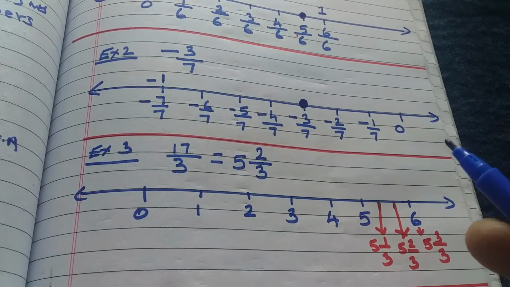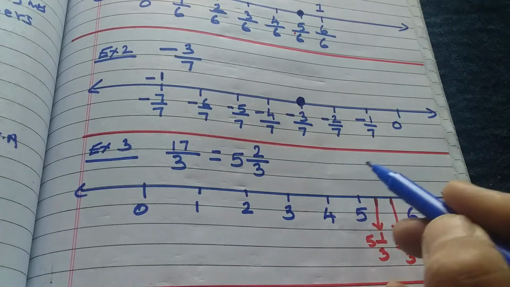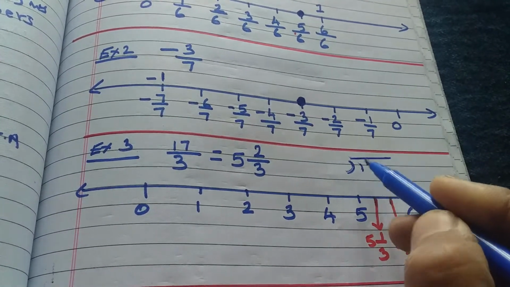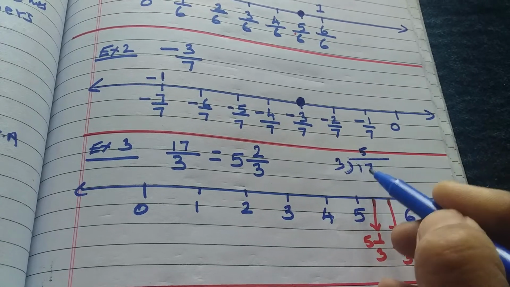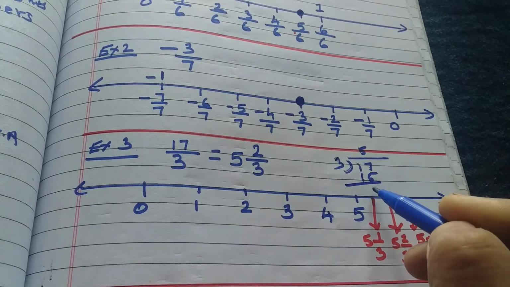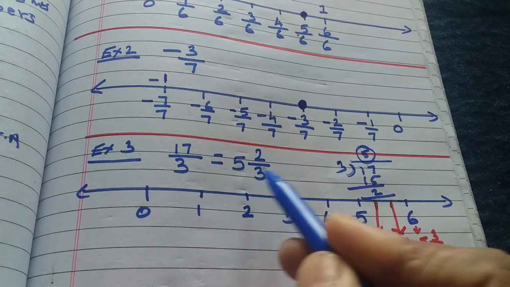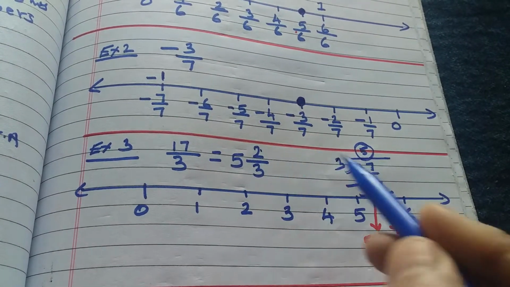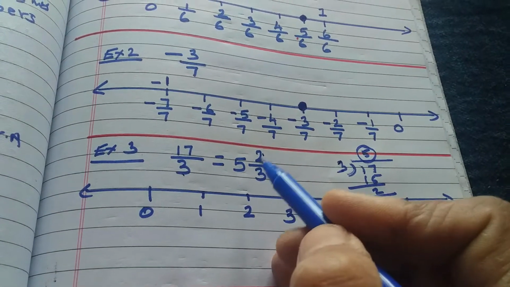For that, we divide 17 by 3. Numerator divided by denominator. So how many times does it go? 5 3s are 15 and the remainder is 2. So how do we write? This quotient is your whole number, and the remainder goes on the numerator, and we put the divisor on the same denominator. All this we have studied in earlier classes.